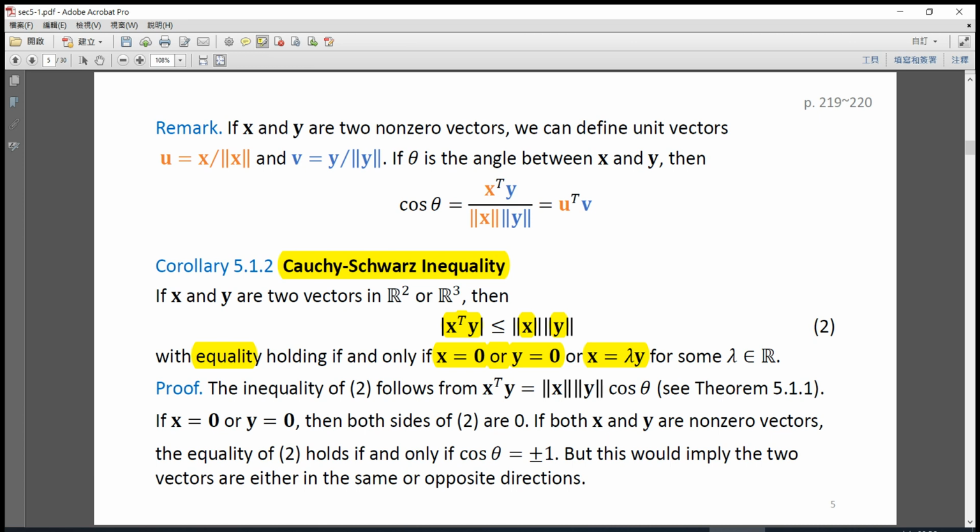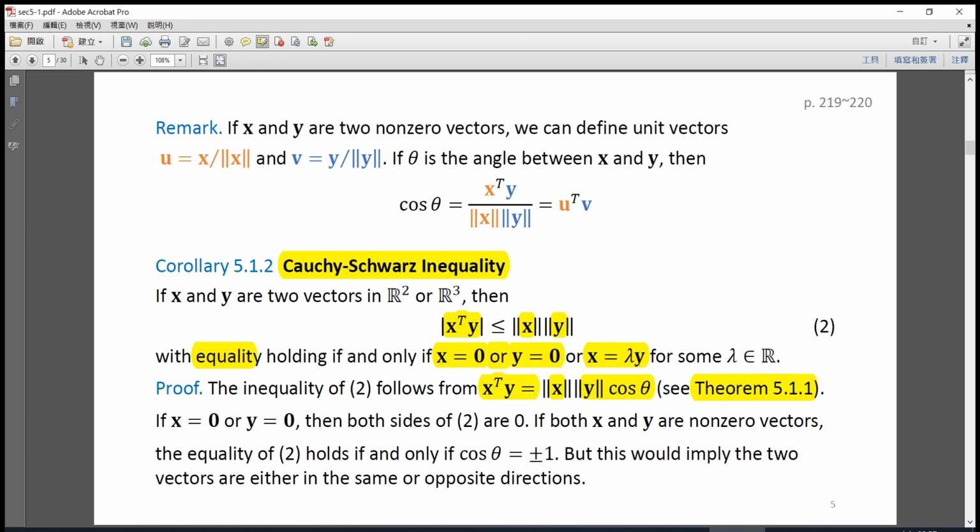First, we discuss the inequality of 2. From Theorem 5.1.1, we know x transpose y equals the 2 norm of x times the 2 norm of y times cosine theta. Because the maximal value of cosine theta is 1, and the minimal value of cosine theta is negative 1, the absolute value of x transpose y is always less than or equal to the 2 norm of x times the 2 norm of y.